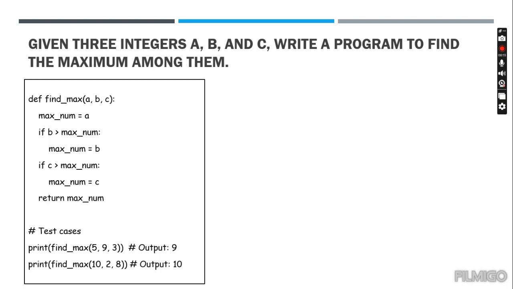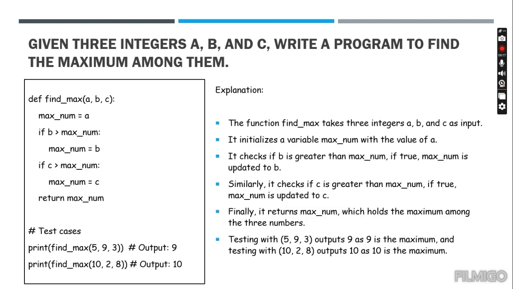Explanation. The function find_max takes 3 integers a, b, and c as input. It initializes a variable max_num with the value of a. It checks if b is greater than max_num. If true, max_num is updated to b. Similarly, it checks if c is greater than max_num. If true, max_num is updated to c. Finally, it returns max_num, which holds the maximum among the 3 numbers. Testing with 5, 9, 3 outputs 9 as 9 is the maximum, and testing with 10, 2, 8 outputs 10 as 10 is the maximum.